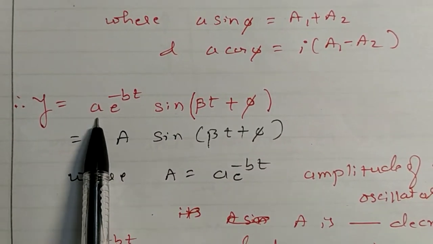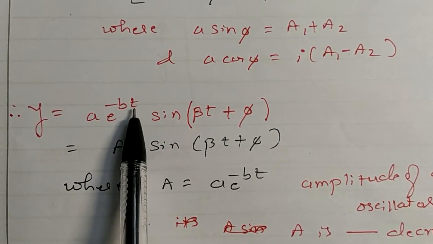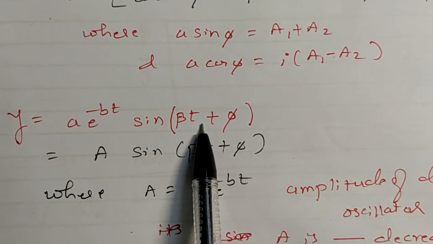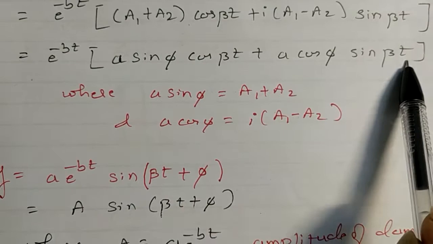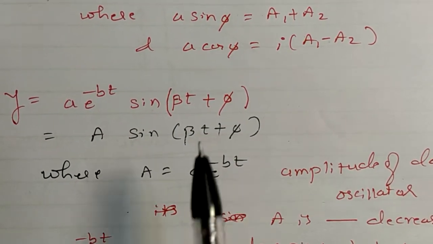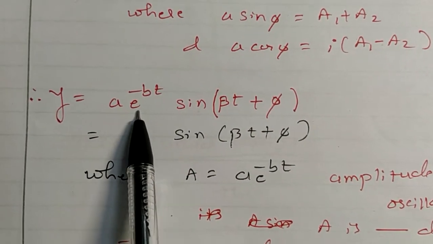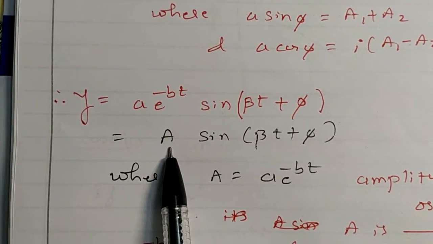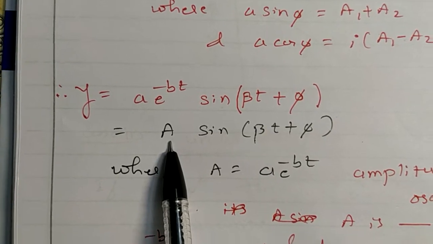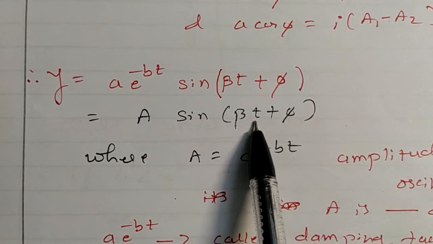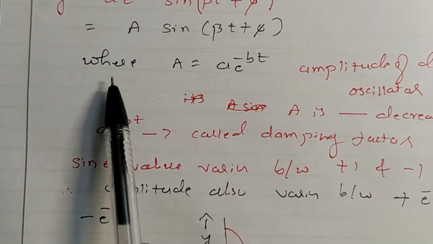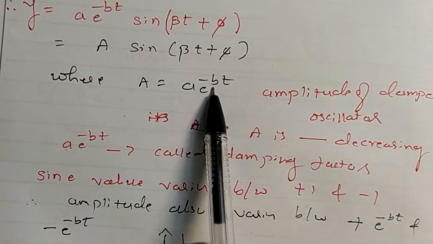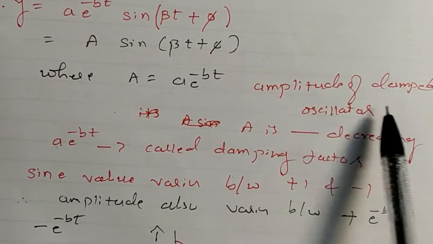What is that? y is equal to A e to the power of minus bt sin(beta t plus phi) there. Okay. So sin(A plus B) is equal to sin A cos B plus cos A sin B, that is sin(beta t plus phi) there. Okay. So now this A e to the power of minus bt, I will take it as the amplitude of the oscillation in case of damped oscillation there. So see here, where A is the amplitude, small a e to the power of minus bt is the amplitude of the damped oscillator.